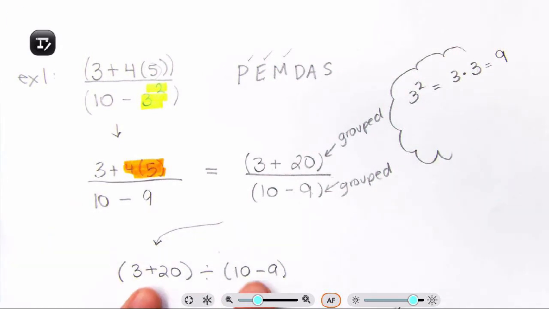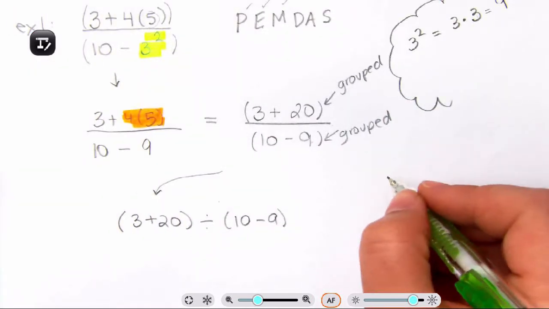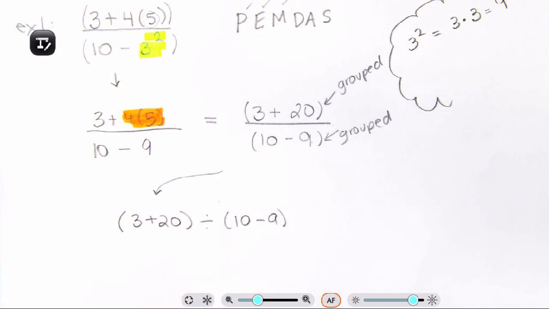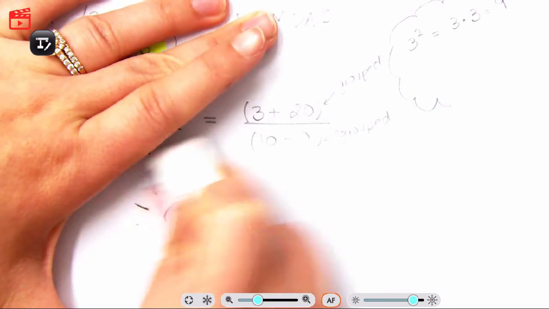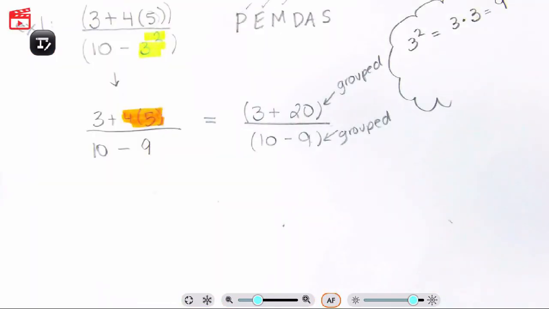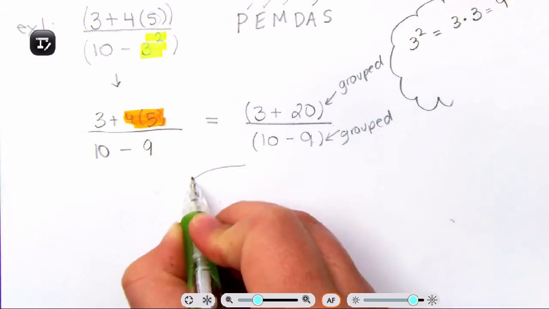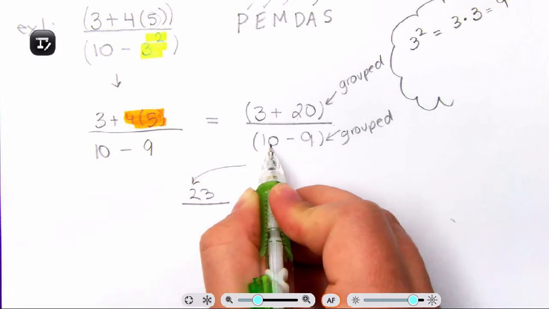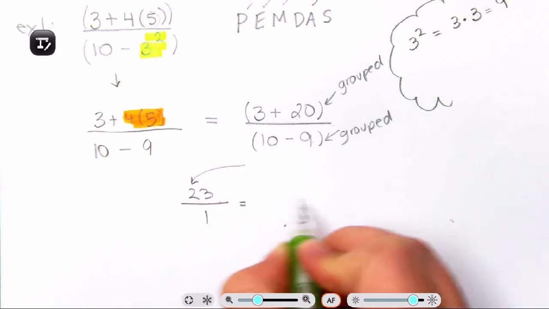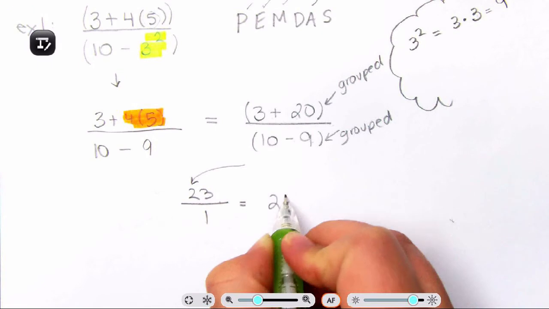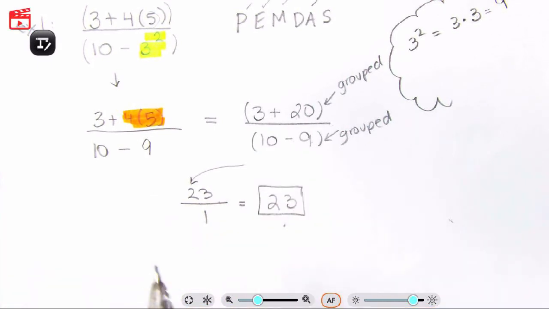So before we deal with our division, we have to deal with the parentheses. We have to deal with our grouping. So simplify before dividing. I'm going to erase this so it doesn't get too confusing, and that way it saves me a little bit of space. So let's deal with our grouping. 3 plus 20, we move on to addition: 3 plus 20 is 23. 10 minus 9 is 1. So now we divide. 23 divided by 1 is simply 23, and we have our answer. And we put a check mark there.